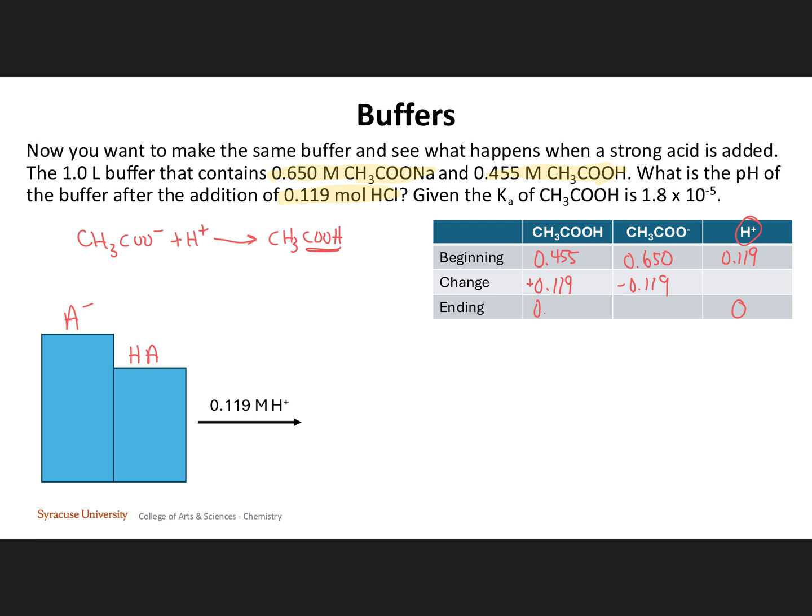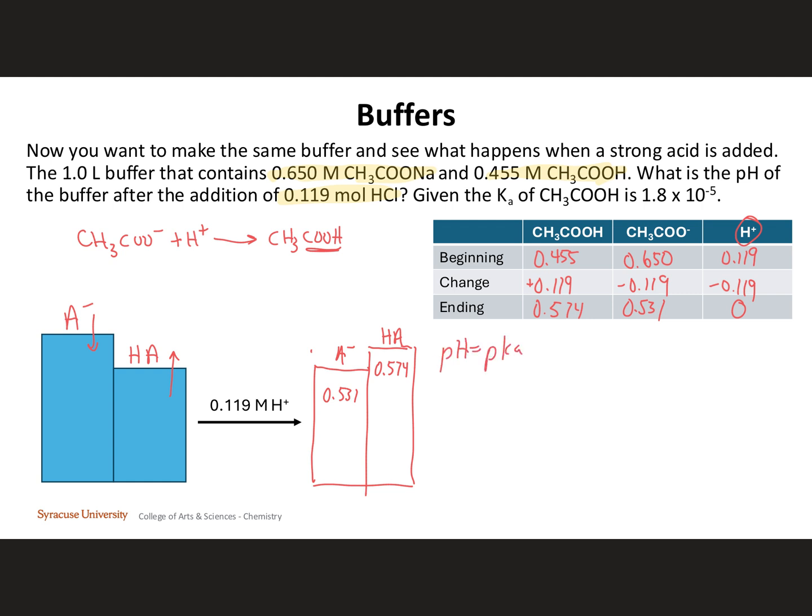I get my new concentrations of 0.574, and 0.531 here. So my conjugate base, that concentration goes down. My acid, that concentration goes up. It ends up actually being a little bit higher than my concentration of my conjugate base. So after the reaction, all the HCl is consumed. We used all the HCl. My conjugate base concentration dropped to 0.531 and my acid concentration went up to 0.574.